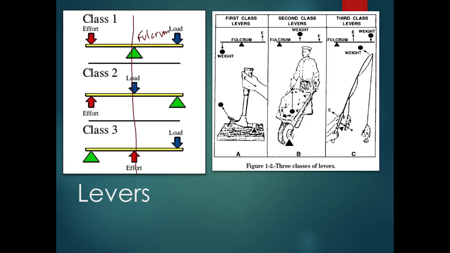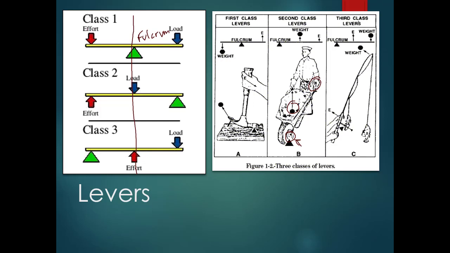Now, best example of this would be a wheelbarrow. The effort is the person carrying the wheelbarrow. The load is whatever is in the wheelbarrow, and then the fulcrum is the pivot point at the axle of the wheel. And then the third type of lever is a class 3 lever, and in this one it is the effort which is in the middle.